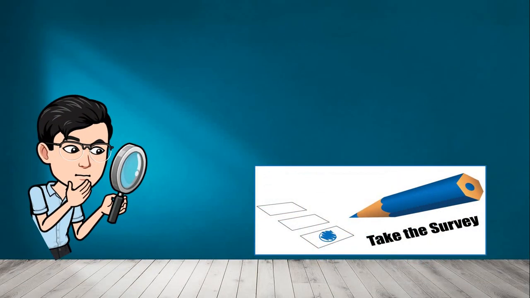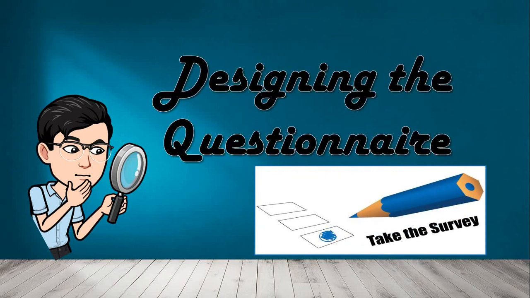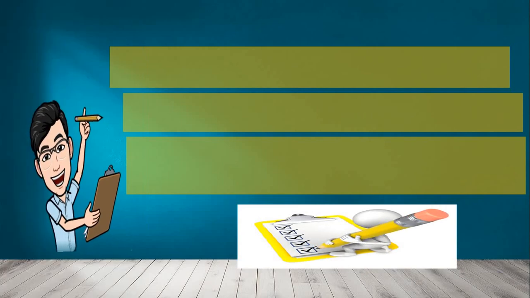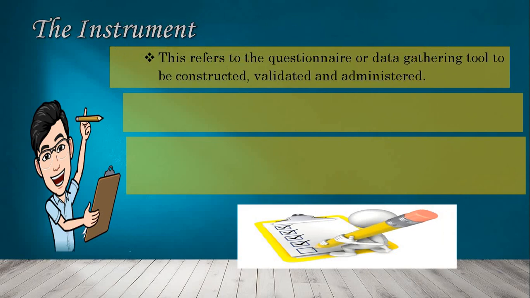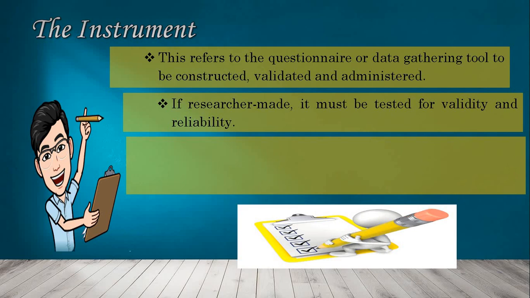For today's lesson, we're going to be talking about designing the questionnaire. Let us begin with the instrument. Instrument is the key to finding the answers in data gathering. This refers to the questionnaire or data gathering tool to be constructed, validated, and administered. If researcher made, it must be tested for validity and reliability.